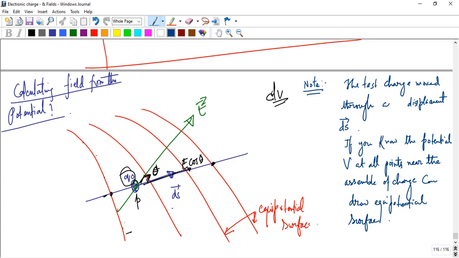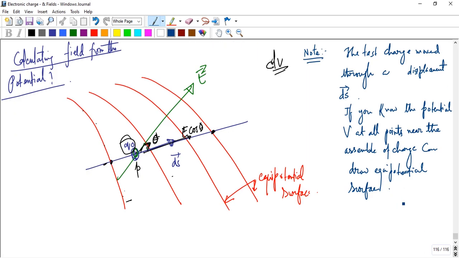So the electric field lines are perpendicular to those surfaces.